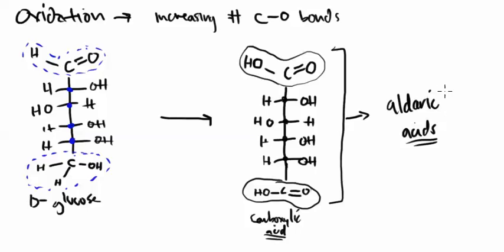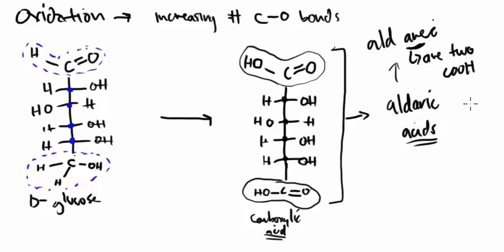But alderic acids, the way that I like to remember this is alderic, well, the R means there are two COOH groups, right? One on the top and one on the bottom. Why does that matter? We'll see that in a couple of seconds.